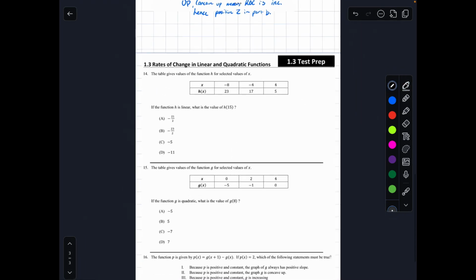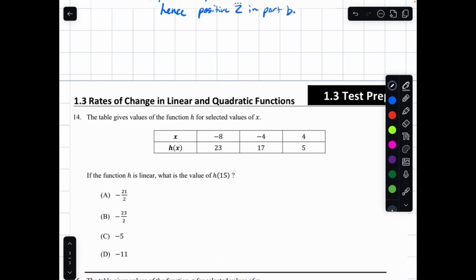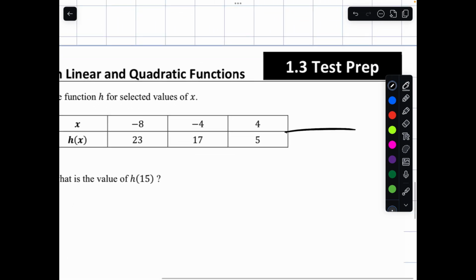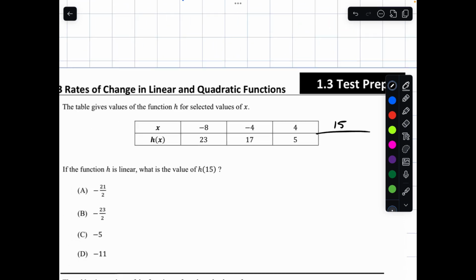So we got 3 more questions, and they're kind of more AP style. It's talking about linear and quadratic functions. So we talked about linear functions last video, quadratic functions today. But we're going to go ahead and do this together. So first of all, it says h is linear. So I know this is a linear function, so I know it's a straight line. But I want to know what the value of h of 15 is. So if I draw up another square, I want to know what h of 15 is.